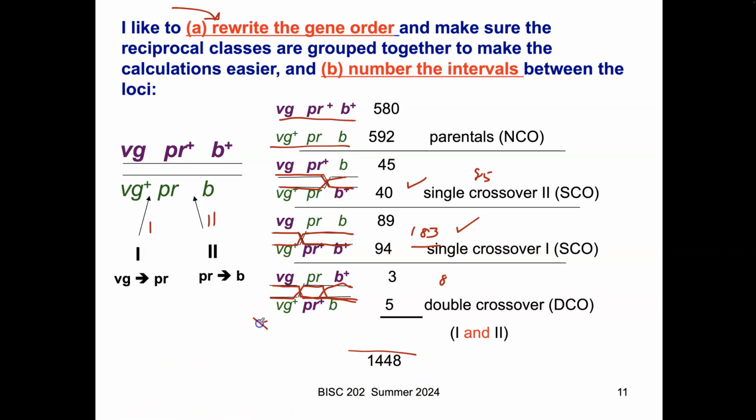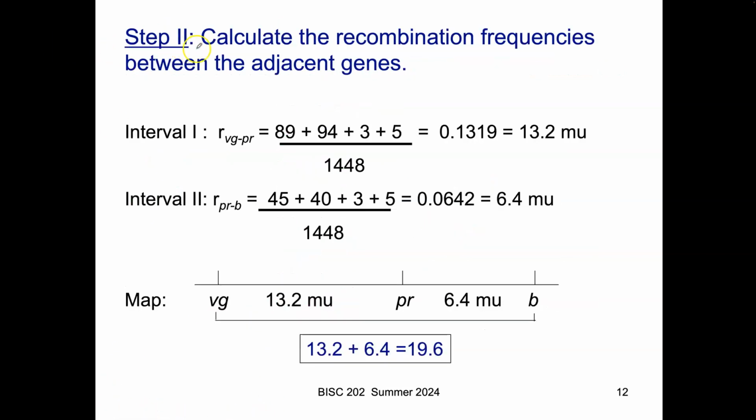And I know it takes time to organize the data and to work this part out, but it makes the calculations more straightforward. So you basically look at the purple to vestigial distance and the purple to black distance. You add up all the crossovers that you could detect between them, divided by the total. That's going to give you the R value, and then we multiply that by 100 to get our map units, 13.2 map units.